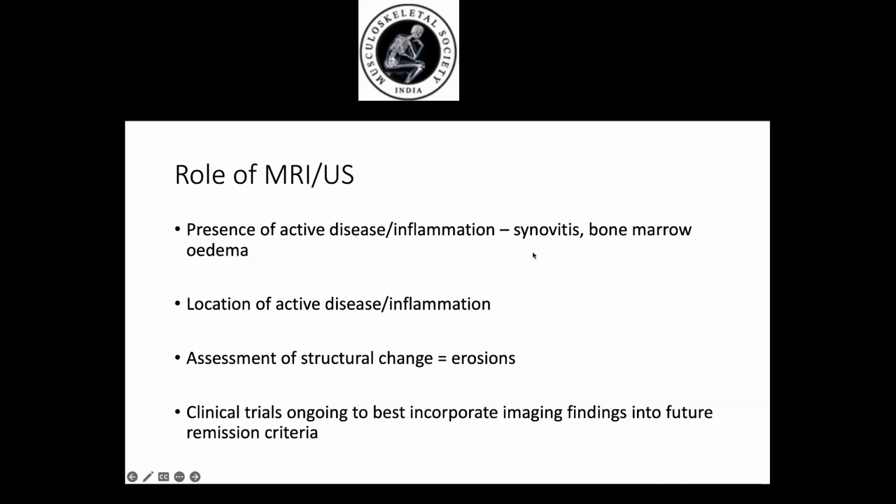So presence of active disease, I've already described. Active disease is characterized by bone marrow edema and synovitis, and it would be imperative to get imaging to identify the location of active disease or inflammation, and again to look for structural changes, which are erosions. So in a patient with diagnosed rheumatoid arthritis, the role of assessment of structural changes is to look for disease progression. It's not the diagnosis per se, it's to look for disease progression. The yield of imaging is quite significant in any arthritis, and clinical trials are ongoing to best incorporate imaging findings into future remission criteria.